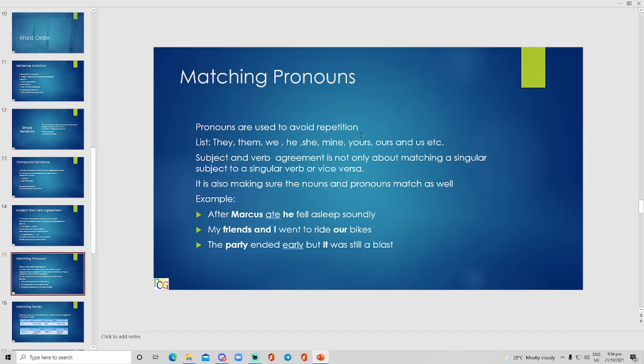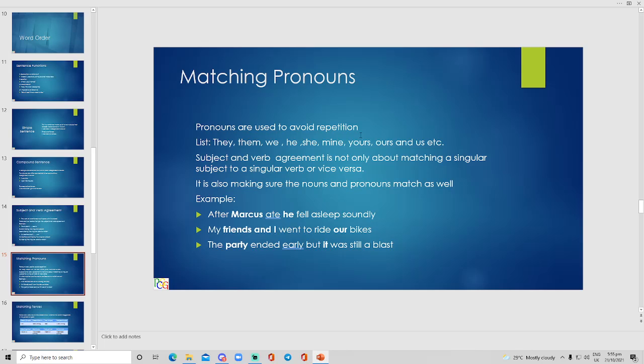So, after Marcus ate, he fell asleep soundly. So you can see Marcus is the subject and the pronoun there is he. And that's because Marcus is a boy. So you can't say after Marcus ate, she fell asleep. Although if the girl's name is Marcus, then you can. But traditionally Marcus is a boy, and that means you put he.